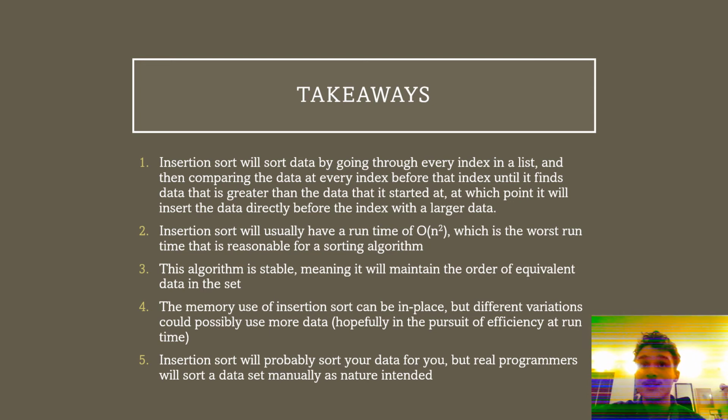So the takeaways from insertion sort: it will sort data by going through every index in a list and then comparing the data at every index before that index until it finds data that is less than the data it started with, at which point it will insert the data directly after the index with a smaller data. This is actually supposed to be greater. Basically, it goes through and inserts data directly where it's supposed to go for every data index.